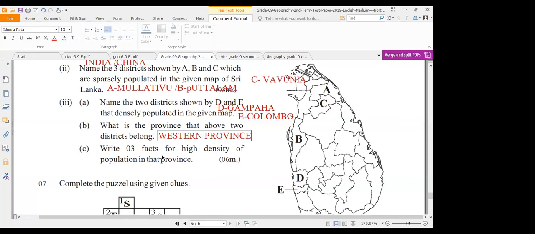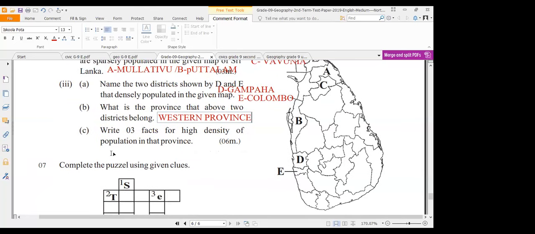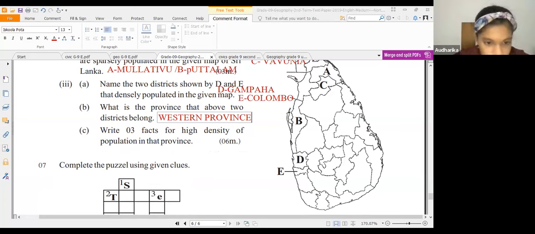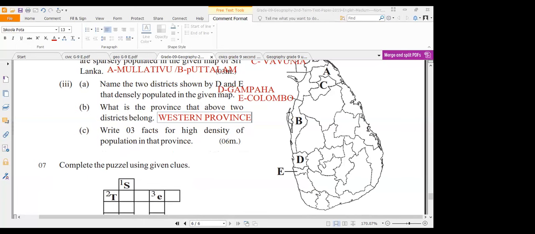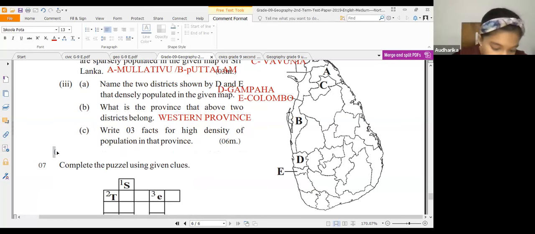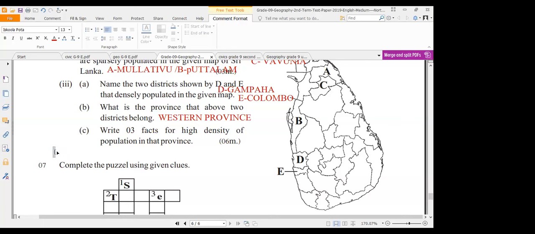Western province. Write three facts for the high density of population in that province. Three facts, the reasons why the population density is high. Development of infrastructure facilities. Administration. Availability of employment, more employment opportunities. Health facilities.